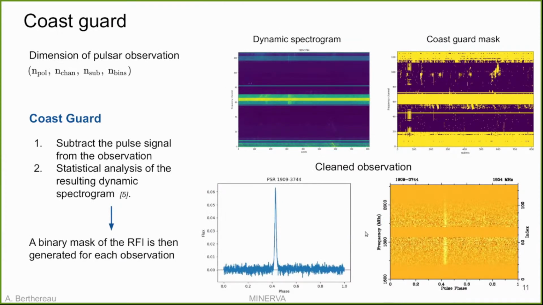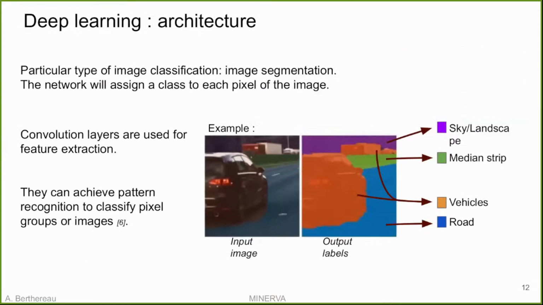This is a very great method, but sometimes it removes signals that we are not very happy about, because we need most of the signals since we want to study the pulsar. We need to have the pulsar signals. So we are trying to find another method that will remove the RFI but keep most of the signal. This is why I have developed the deep learning method that I will present to you now.